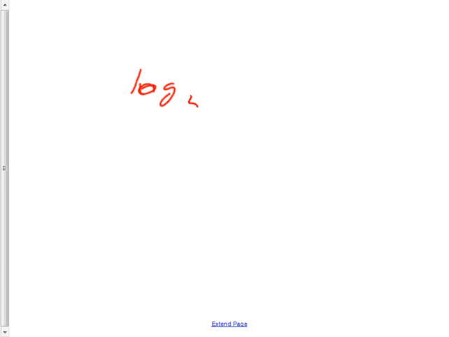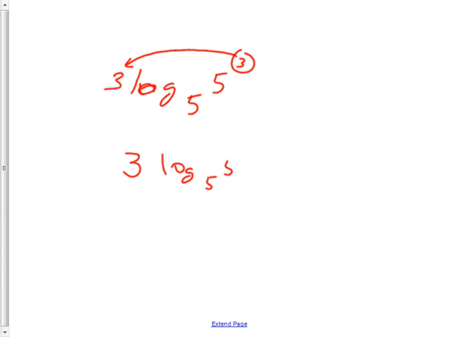Log base 5 of 2. No, I'm going to make this even cooler. Log base 5 of 5 to the third. Do you remember how the answer is 3, because the bases are the same? Watch what happens when I put this 3 down in front. Now it's 3 log base 5 of 5. But what's log base 5 of 5? 1. So it's 3 times 1, so it's 3.